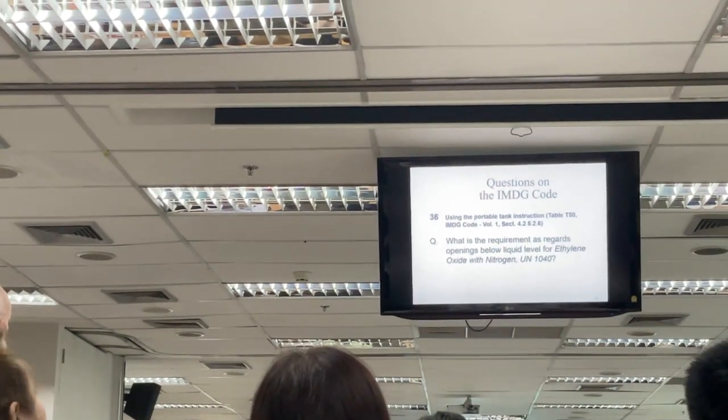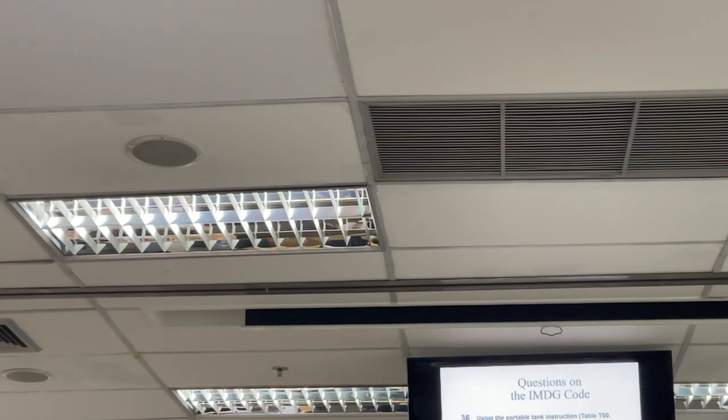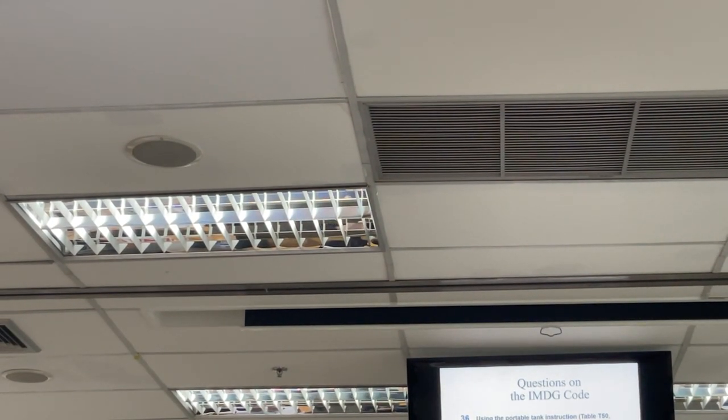And check for ethylene oxide with nitrogen, UN 1040. And you will see that, as you have stated. Did every one of us find it at the table? It's not allowed. Yeah, because ethylene oxide is a very, very dangerous gas, and no gas leak is allowed in the portable tank. Are we okay?